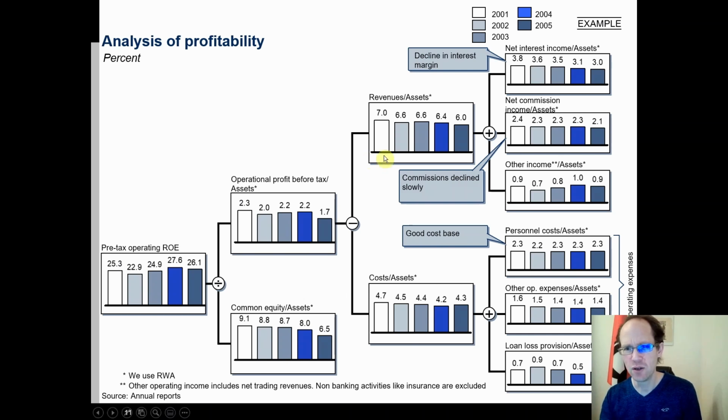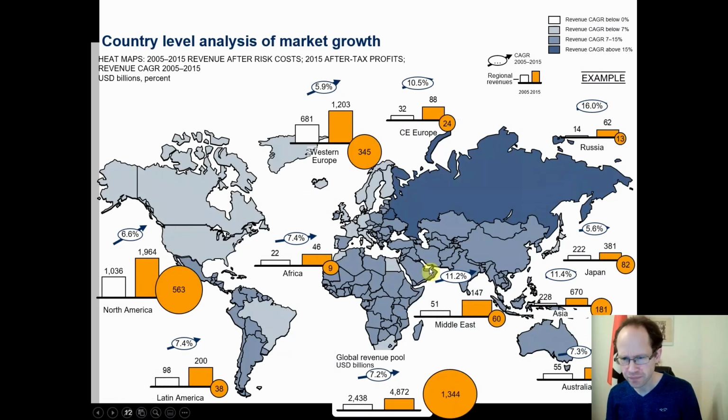And then, of course, you can look into different revenue types. I don't want to go into all the details for banking. And different types of costs, and you can see how this actually has changed over time.